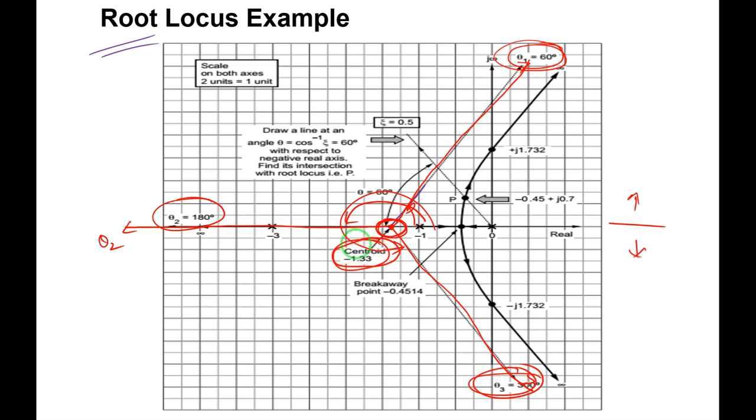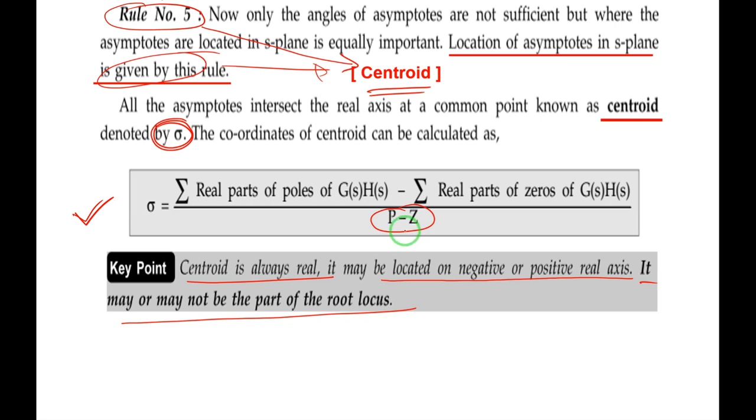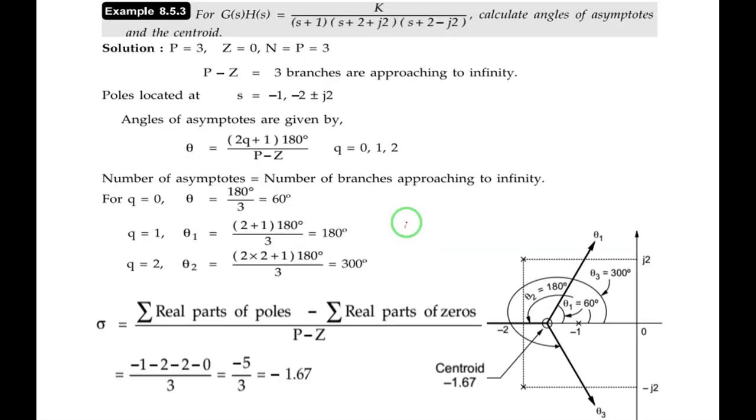It is not mandatory that it should be a part of root locus, right? Okay, I hope you came to know rule number 4 and 5. Yes, we will see this question bank question, right? For G of s into H of s equal to K divided by s plus 1 into s plus 2 plus j2, s plus 2 minus j2.